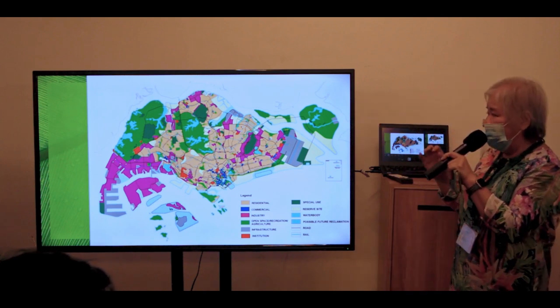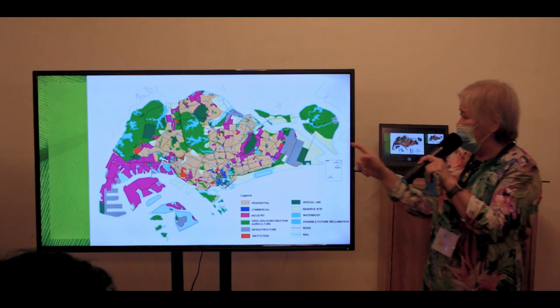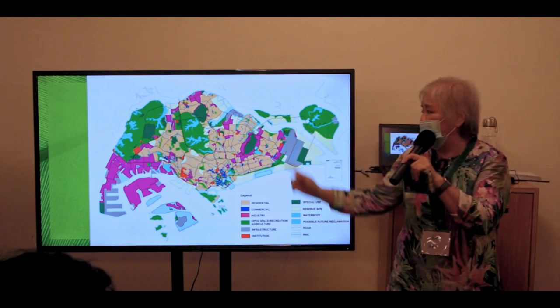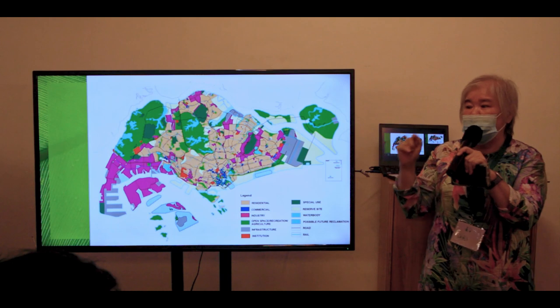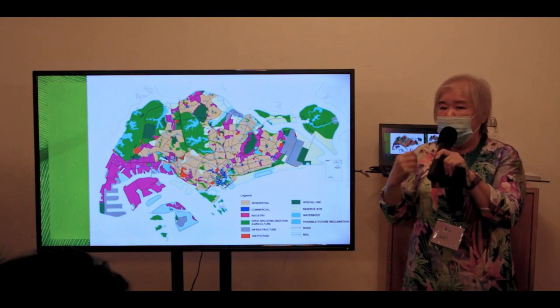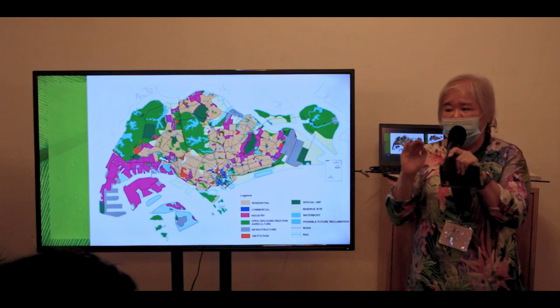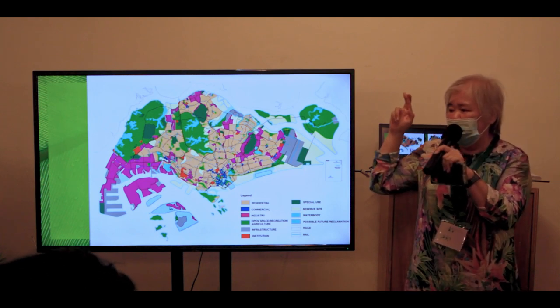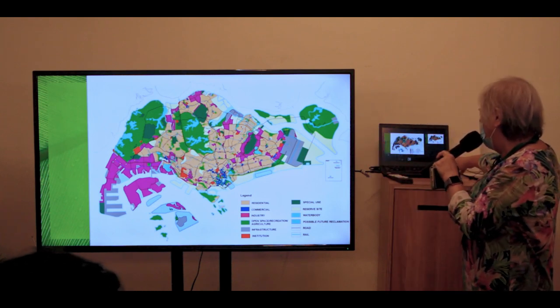I can tell you, maybe 20 years ago, HDB was supposed to be in Pulau Ubin. We were so upset. We said, no, we don't want HDB in Ubin. And today, Ubin is going to be left to be a rustic place. Fingers crossed, right? So your input will help. Okay?